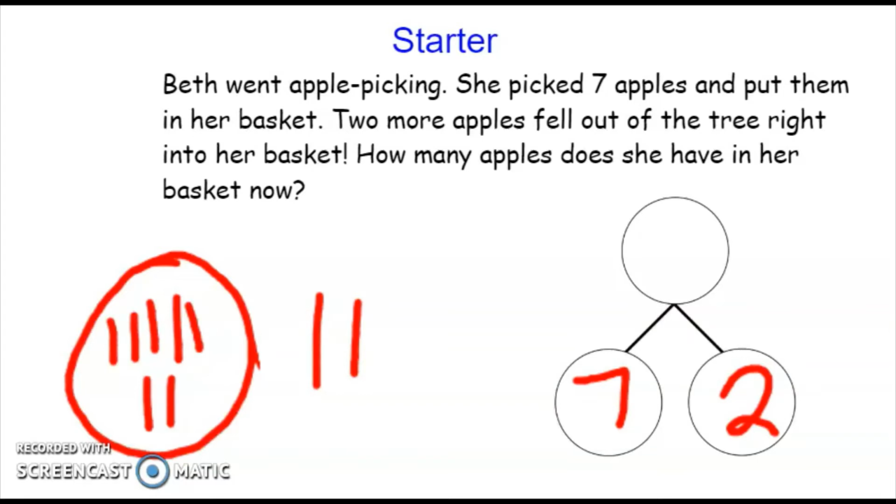All right, now using our count on strategy, we're going to go ahead and figure out how many apples Beth has in her basket now, or by the end. 7, so I remember 7 because 5 here, 6, 7, 7, 8, 9. So my total or my whole is going to be 9. What do you think my units are going to be? That's correct. My units are apples, and my total or my whole is 9. So to answer our question here, how many apples does she have in her basket now? Beth has 9 apples in her basket now.